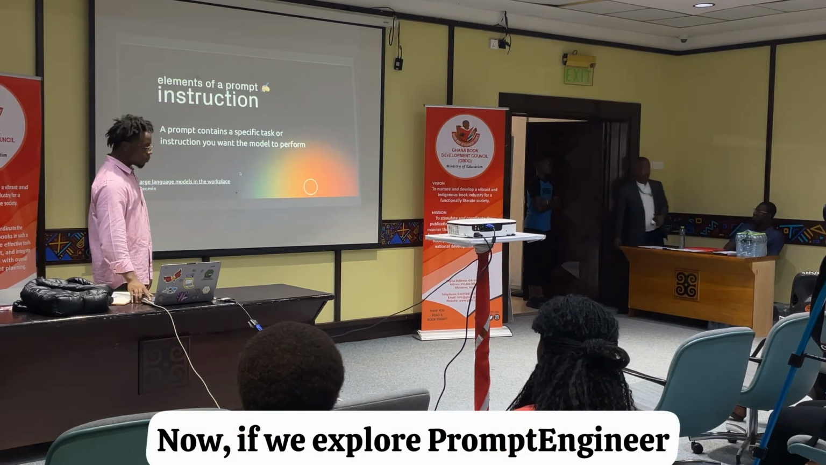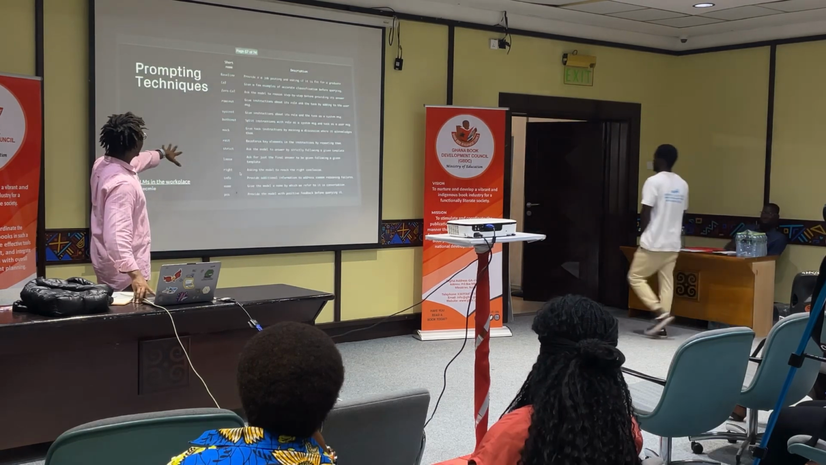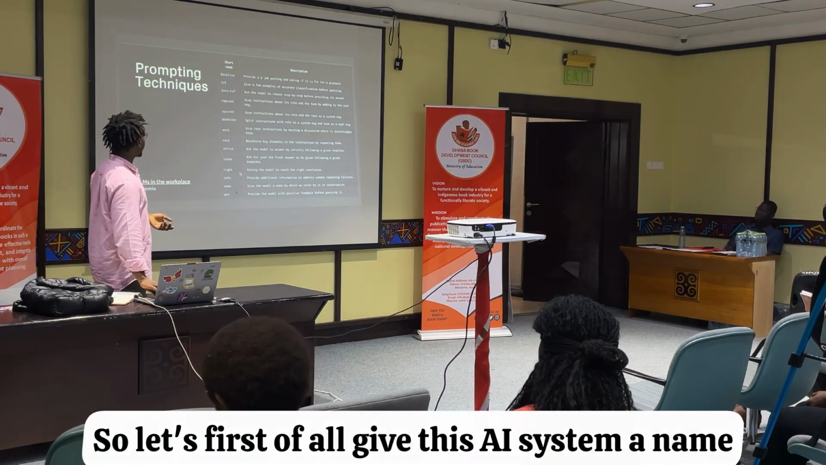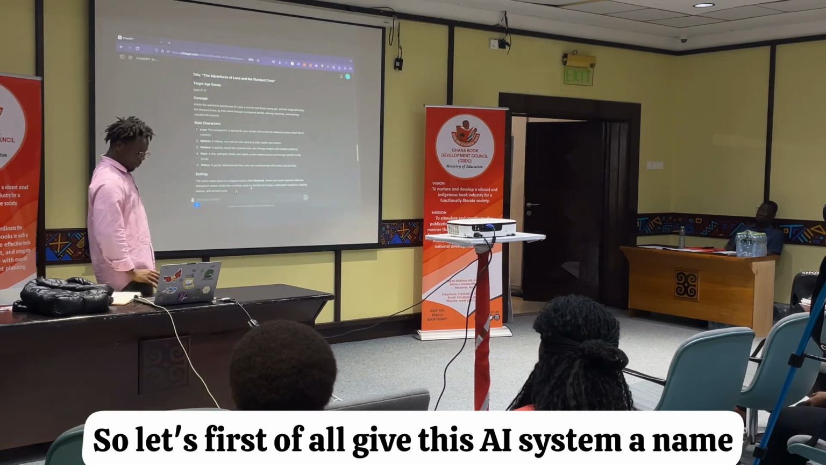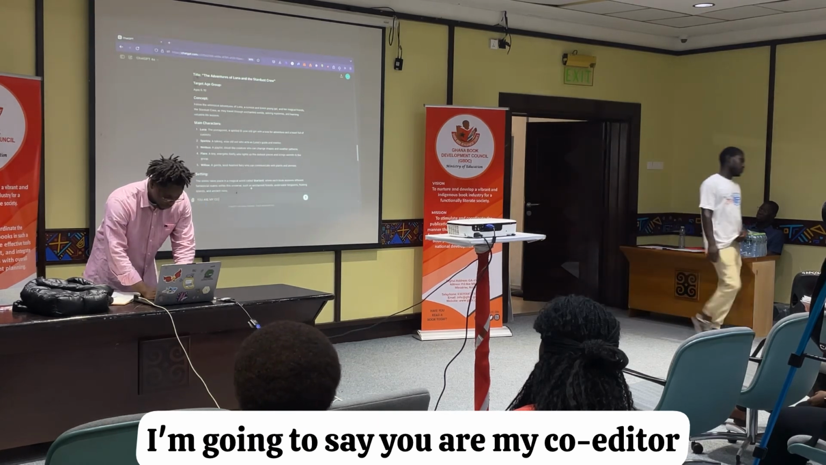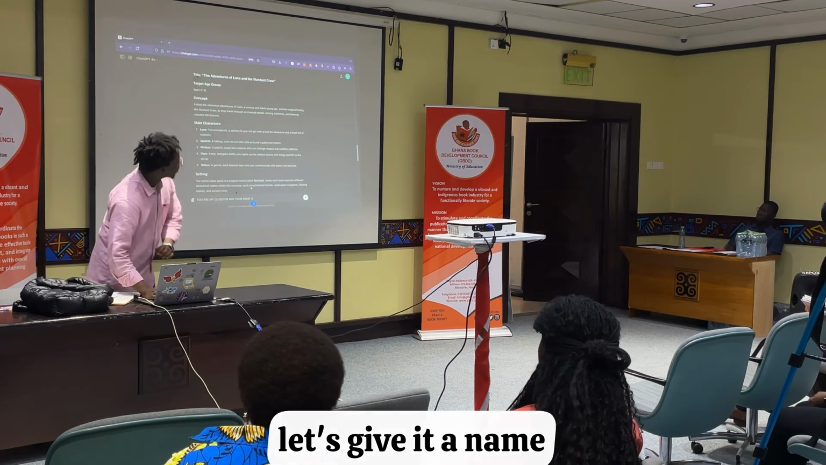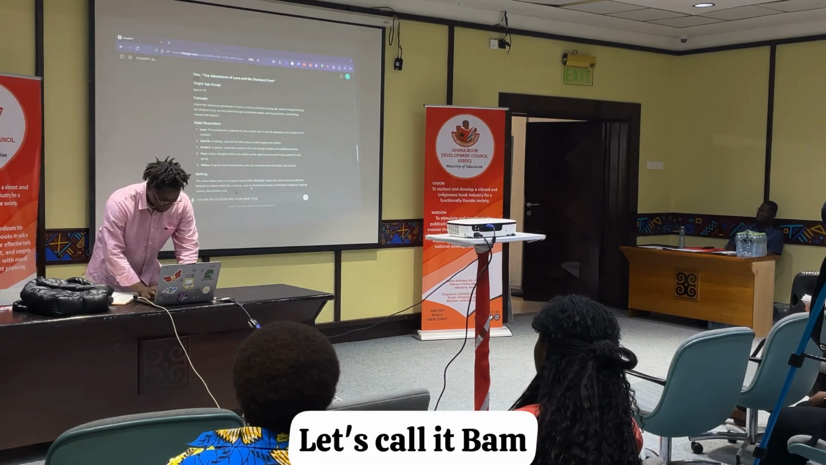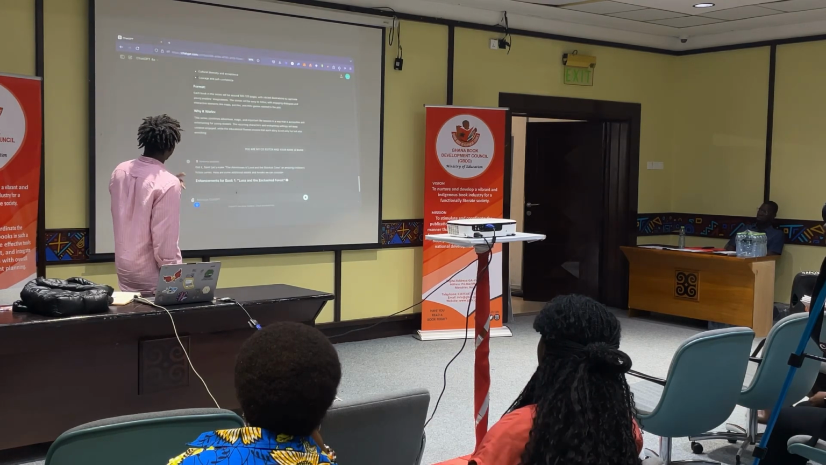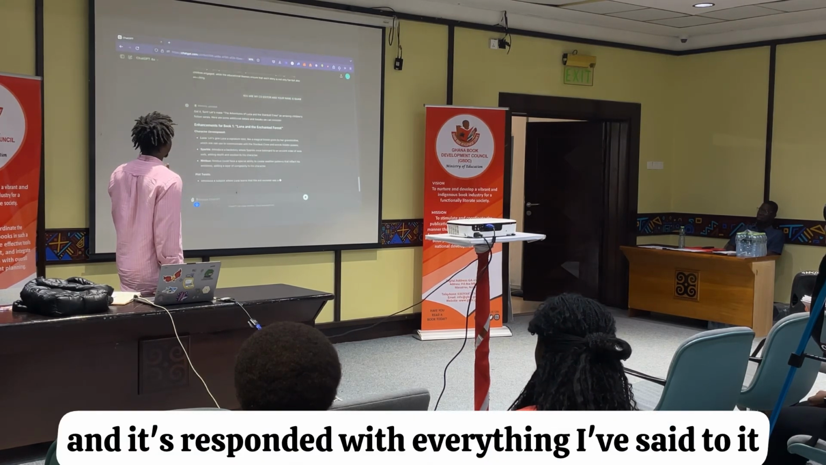Now, if we explore prompt engineering, remember I said there are these various strategies for prompting, right? We can explore some of this. So let's first of all give this AI system a name. I'm going to say, you are my co-editor and your name is, let's give it a name. Let's call it BAM. And so it's like, got it. And now it has a name and it's responded to everything I've said to it.